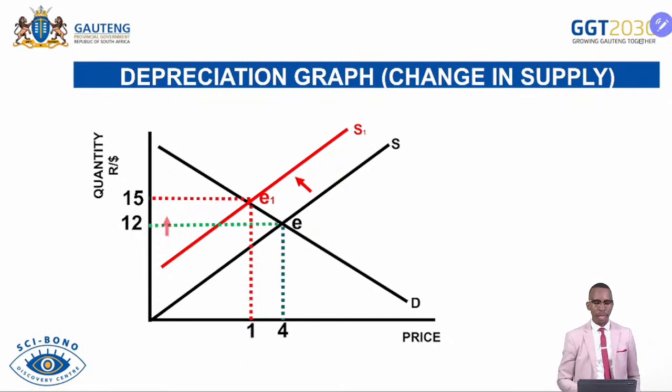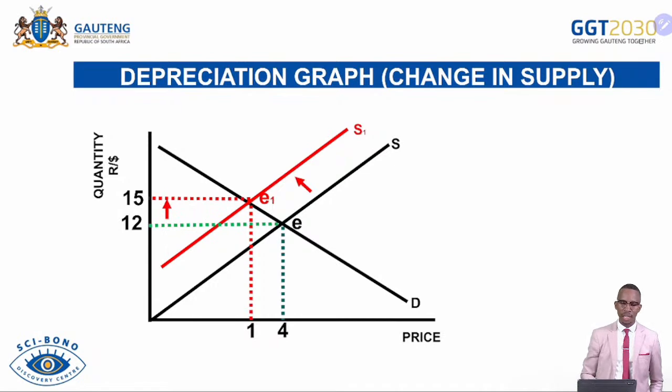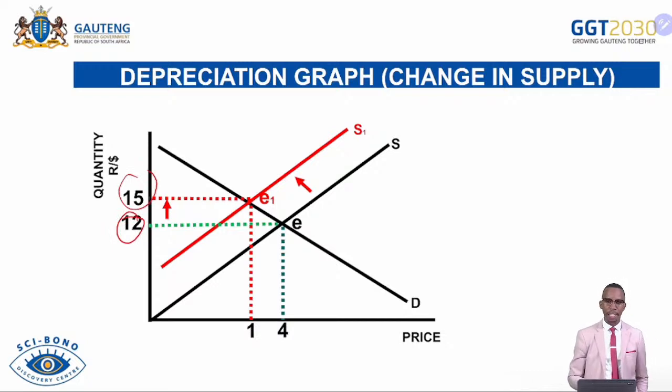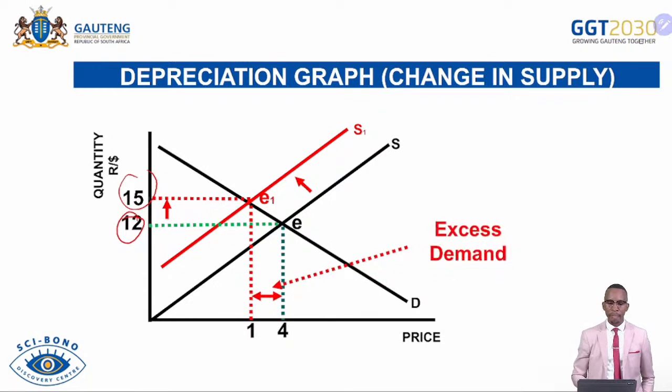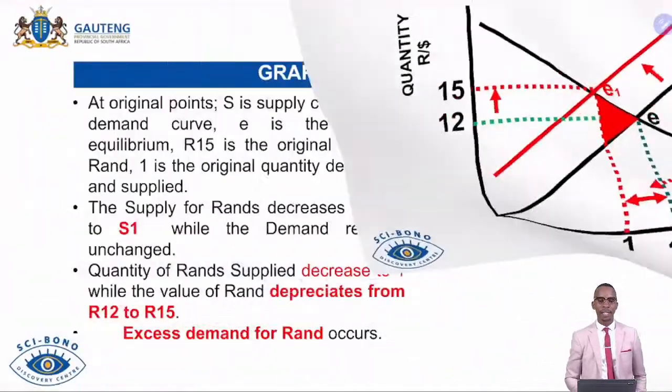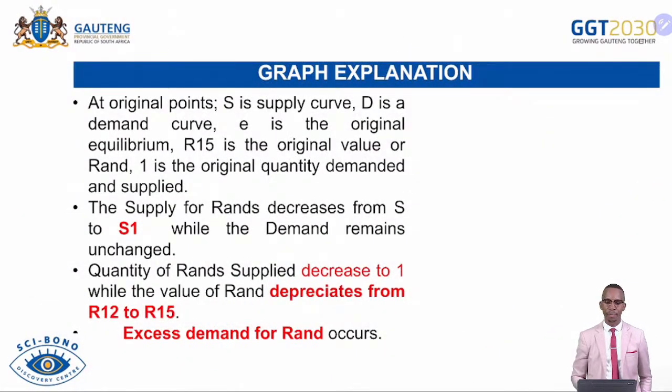There you go, and then our rand loses the strength. The rand was initially 12 rand, but now the rand is costing 15 rand per single US dollar. So that indicates the excess demand, because the supply is at 1 unit, but the demand is at 4. So there's an excess demand of this particular currency. Therefore, the currency loses the strength.